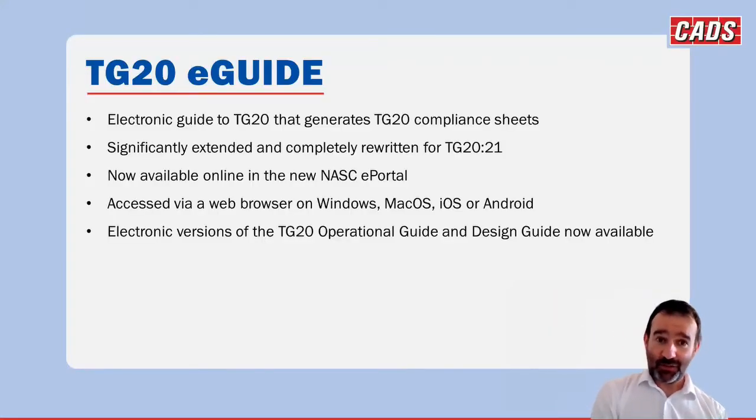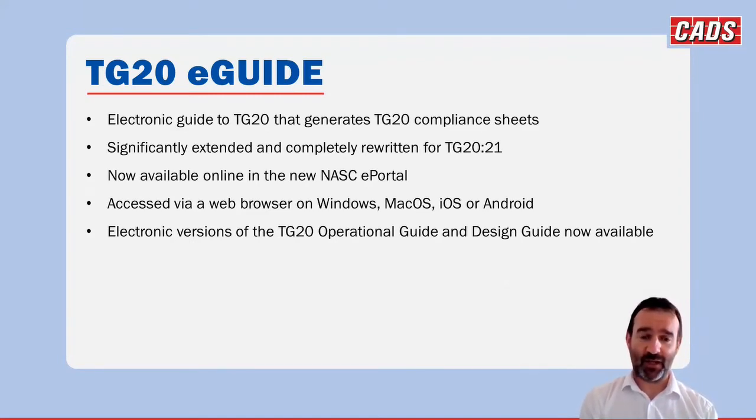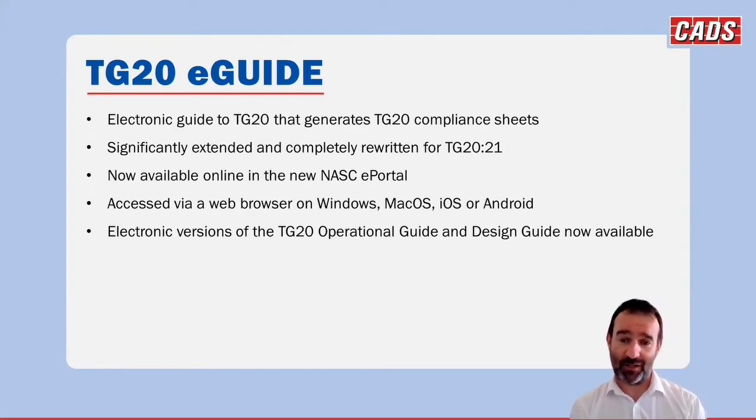Now, to produce the new TG20 compliance sheets, we've significantly redeveloped the TG20 eGUIDE as well. It's now available online in a new portal, which I'll show you soon. It's available through a web browser, so you need an internet connection, but it means you can use it on any compatible device, whether that's a Windows or Mac computer or laptop, or an iOS or Android phone, tablet, or other device. And for the first time, the ePortal provides electronic versions of the operational guide and design guide, which for TG2013 were only available as printed books.